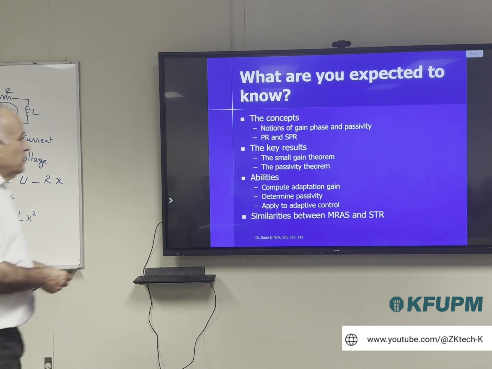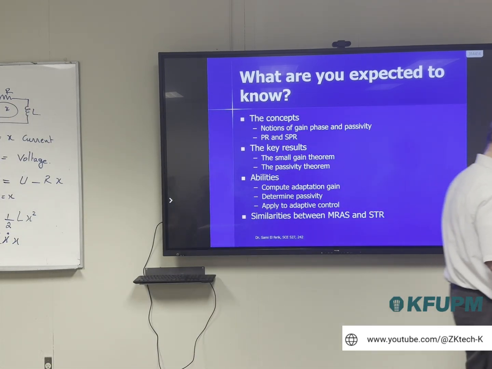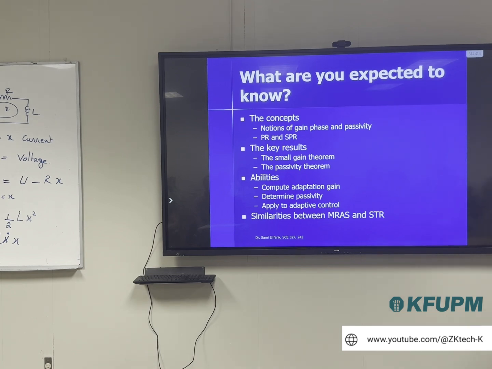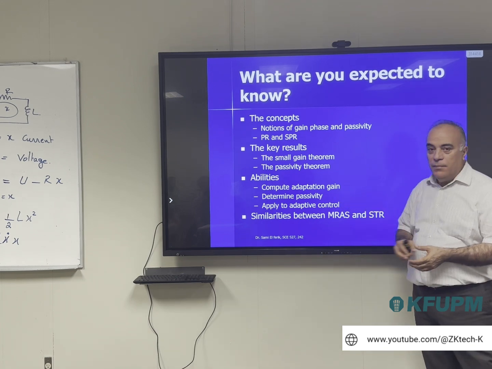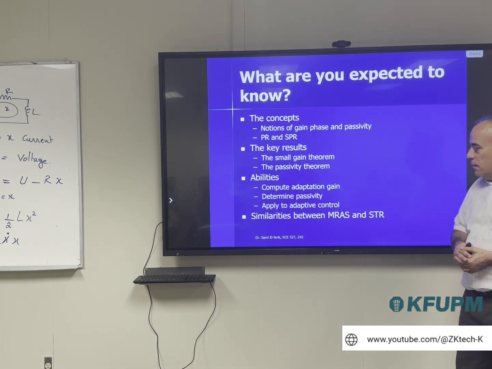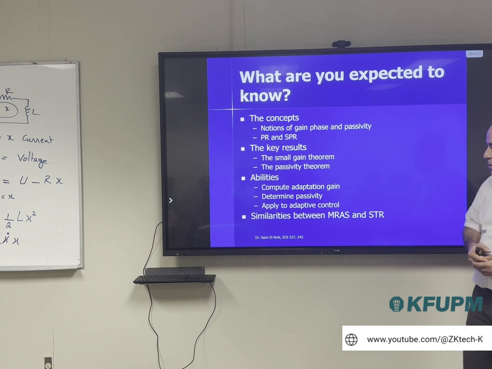So what we are expected to know: positive V and strictly positive V. We have to know how to check the passivity of the system and use the passivity theorem. The adaptation gain gamma, and based on the passivity rule, basically it's just to make sure that the system is passive, how to change the system or add G of C to make the system passive, and the application to adaptive control, and the similarity, they are similar.